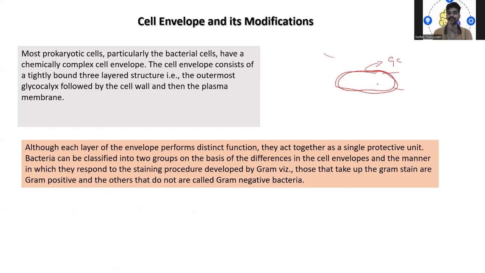Bacteria can be classified into two groups based on the differences in the cell envelope, and the manner in which they respond to the Gram stain. Those that take up the Gram stain are called Gram positive bacteria, and those that do not take the Gram stain are called Gram negative bacteria.